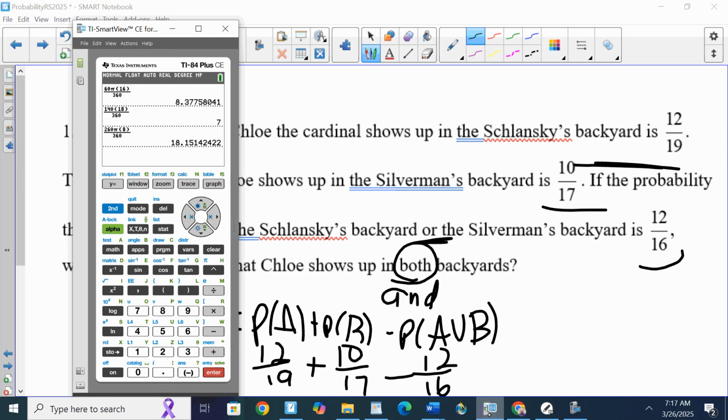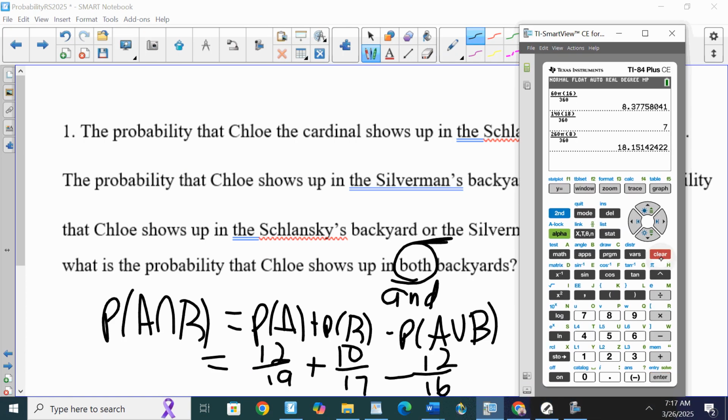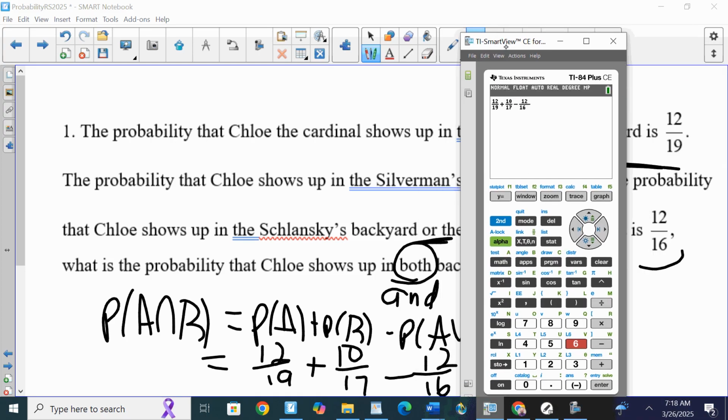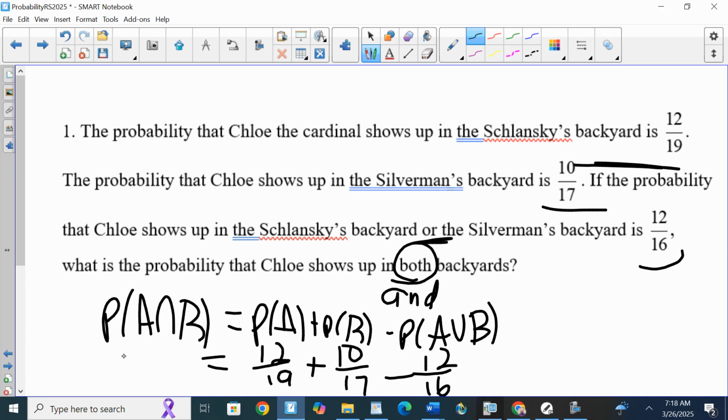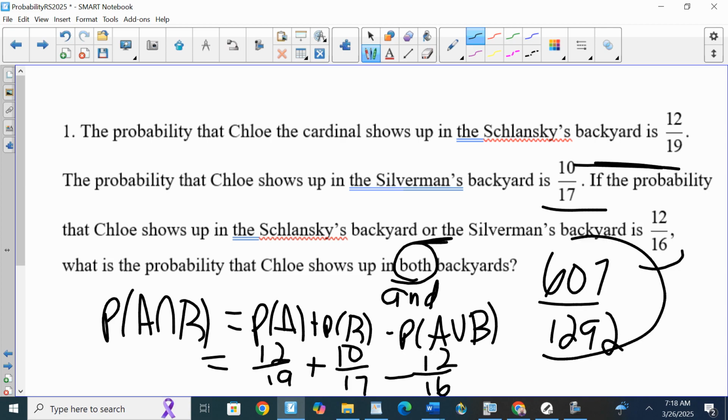From here, I just pop that into the calculator. Alpha x, 12 over 19 plus 10 over 17 minus 12 over 16, 607 over 1292. And that's your answer. Leave it as a fraction. Keep it simple. If it wants and, P of A plus P of B minus P of A or B.